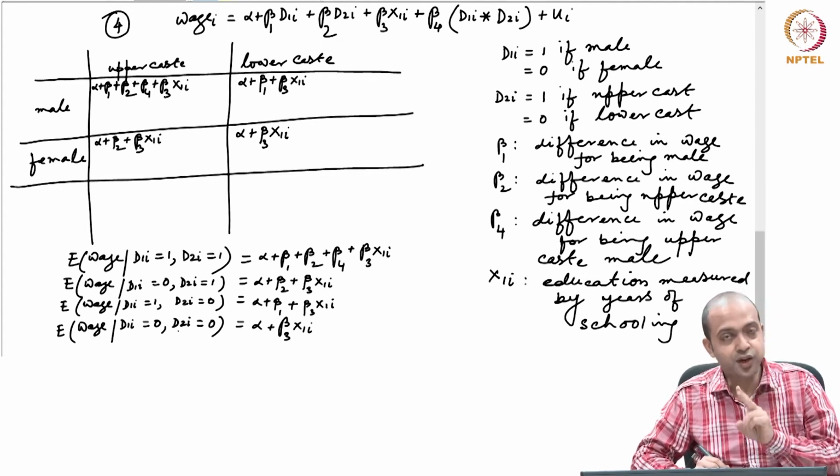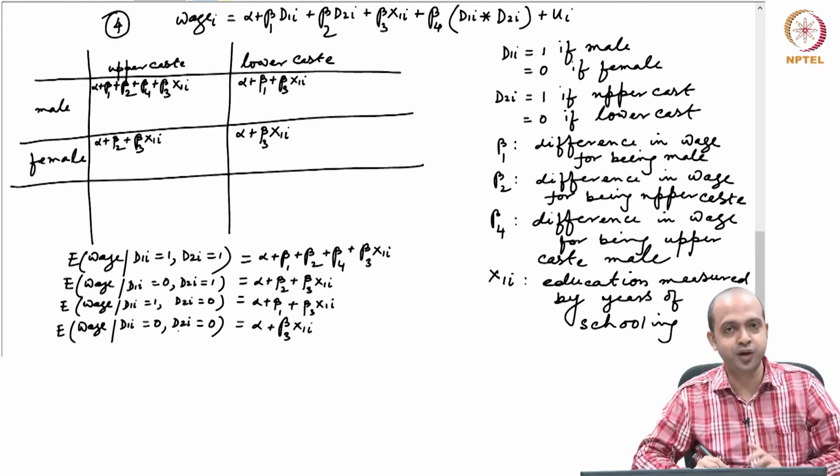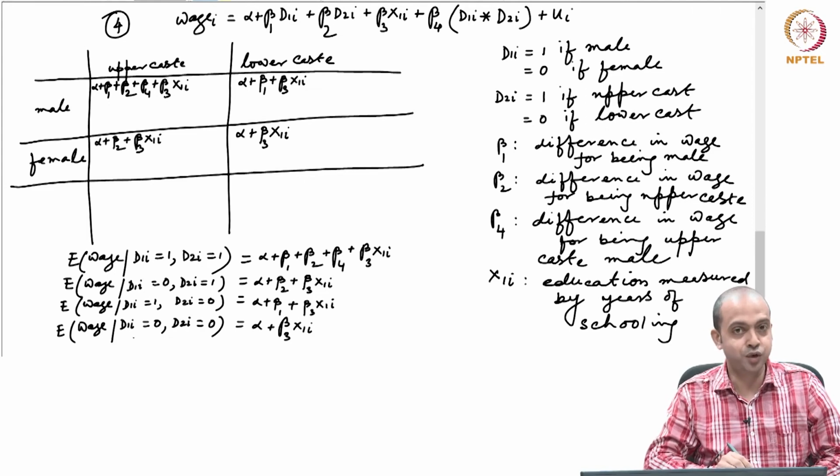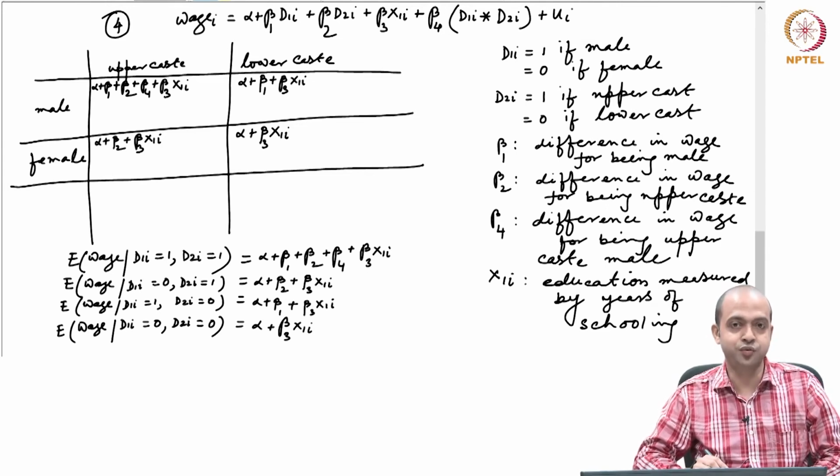To identify the base category or benchmark category, you have to assign 0 for both the dummies. So, that means when I am putting D1i equals to 0, D2i is also equals to 0, that is now becoming my base category. So, what is my base category then? Female lower caste. So, lower caste female is my base category.